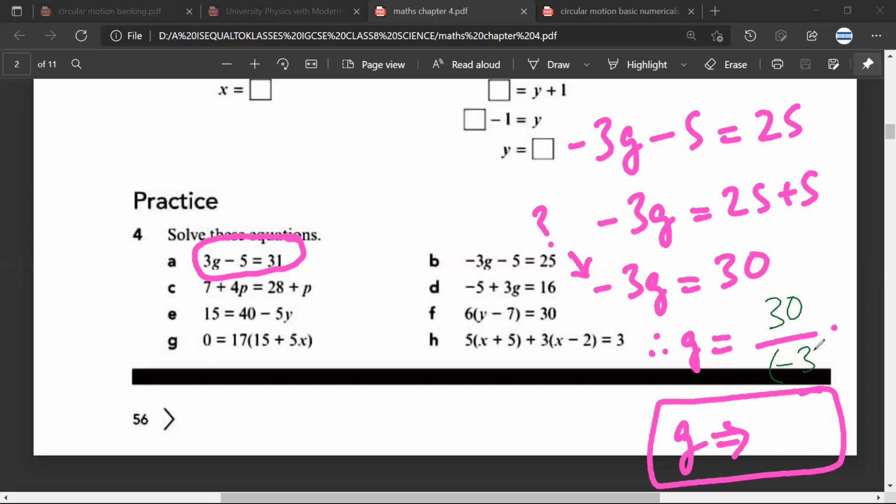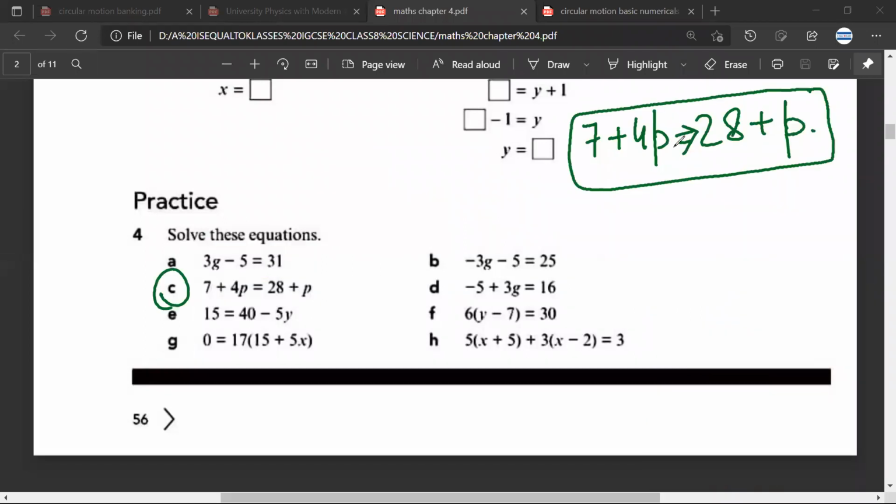Mr. Satya, do we agree? Yes, sir. So what would be 30 upon minus 3? So minus 10. Mr. Ariman, is it correct? Yeah.